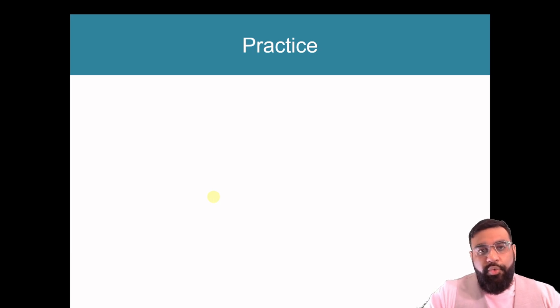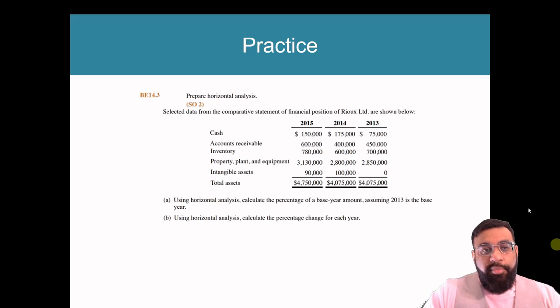All right, in this video, we're going to practice the two horizontal methods that I've taught in the prior video. So the question at hand is prepare the horizontal analysis. The selected data from the comparative statement of financial position of the specific company are shown below. When we're talking about the comparative statement of financial position, we're talking about it from year to year. Remember, the financial position is another word for the balance sheet.